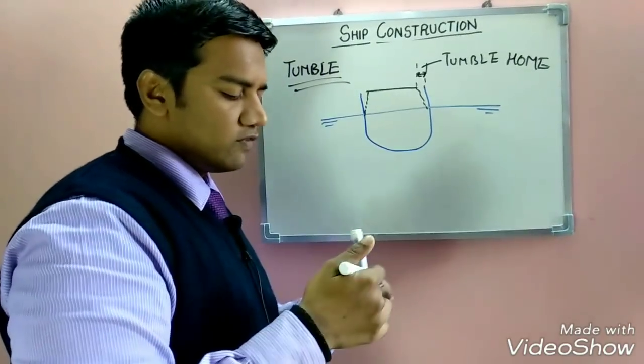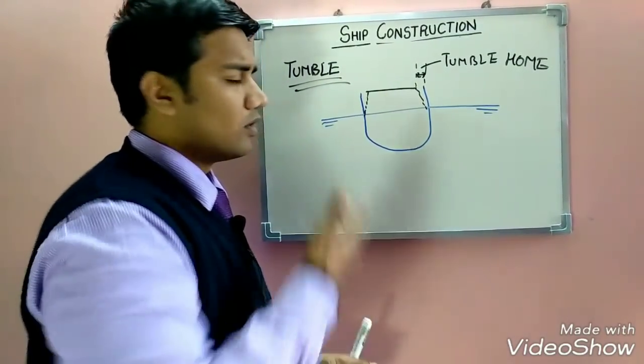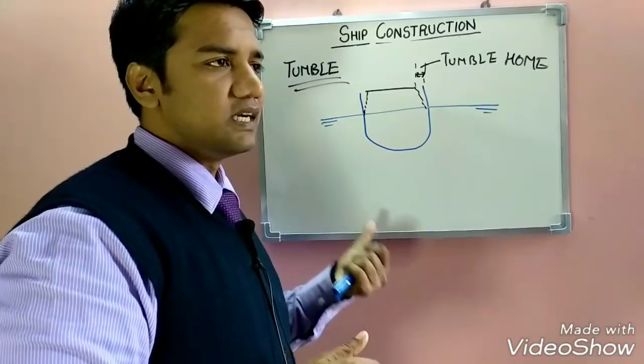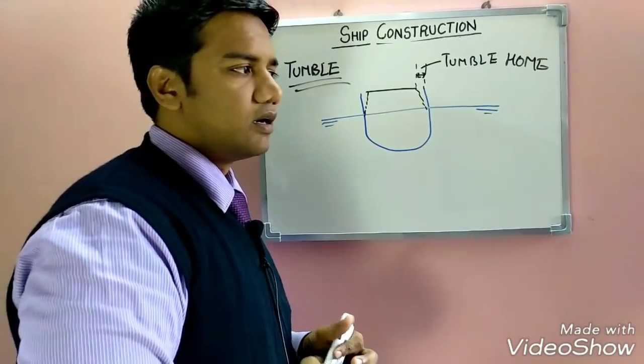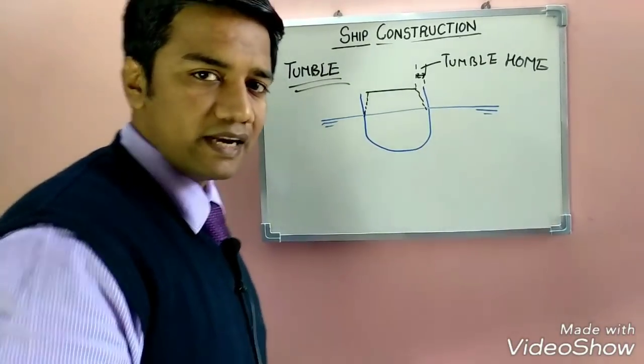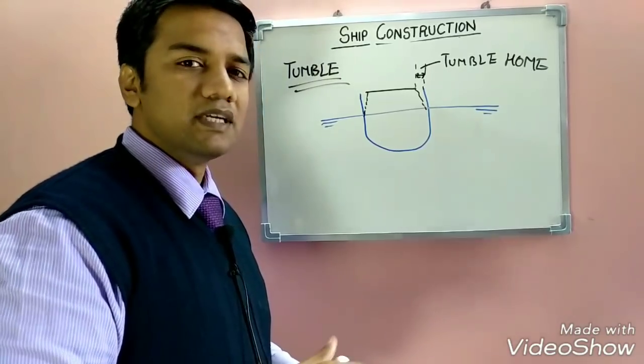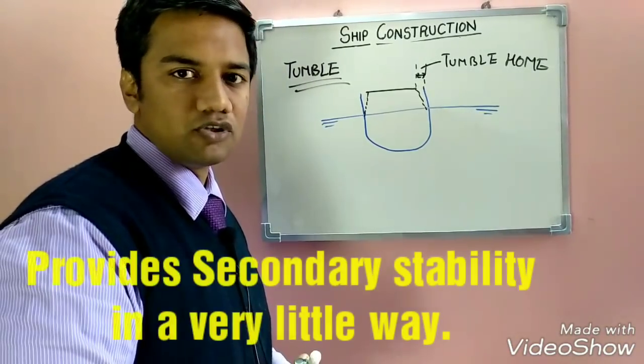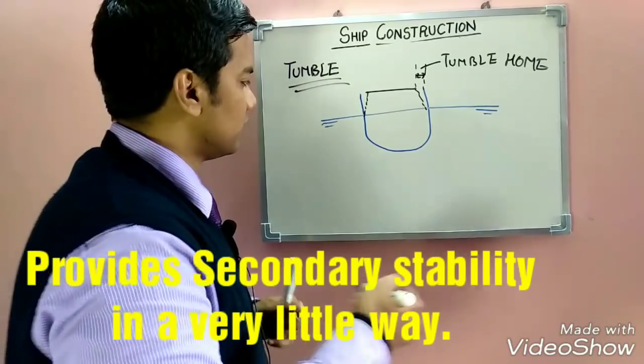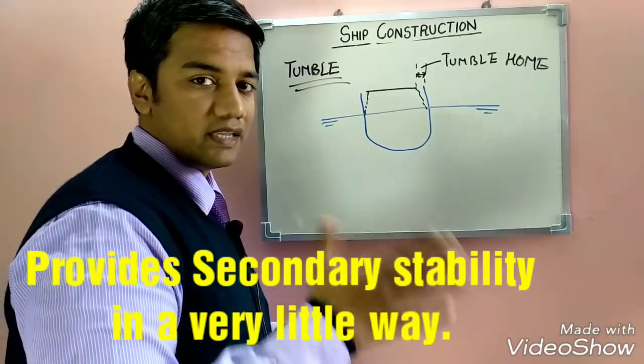It is the inward curvature of the side shell. Now, what is the function of tumblehome? Basically, it helps in providing a better ship design, as well as a bit of stability of the ship also. As you can see, it helps in uprighting the ship.